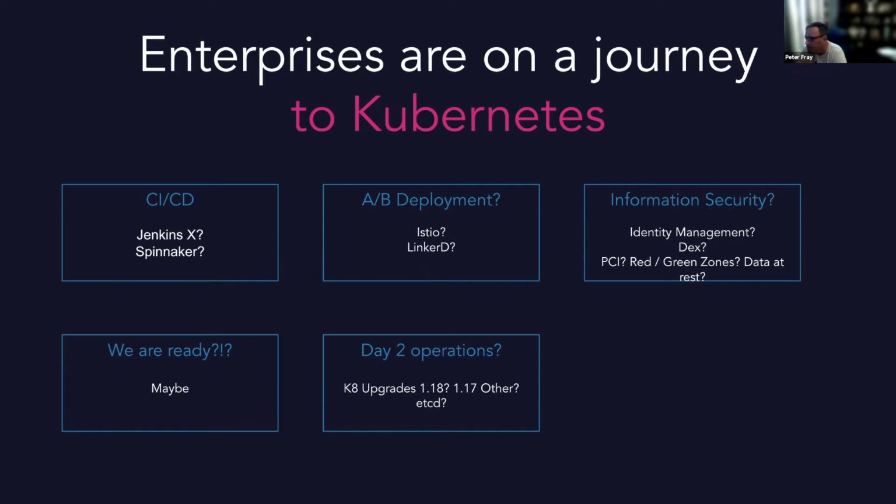Kubernetes has 4 releases per year. How do I keep up with that rate of change? Do I want to keep up with that rate of change? Are my applications blessed for the latest version of Kubernetes if I do upgrade it? Has it been tested in pre-production environments? All kinds of stuff happens in this day 2 environment. And this is really going to be the focus of this conversation today.